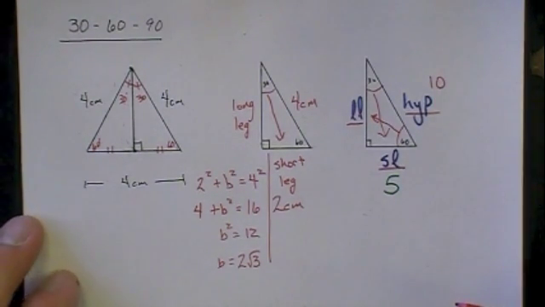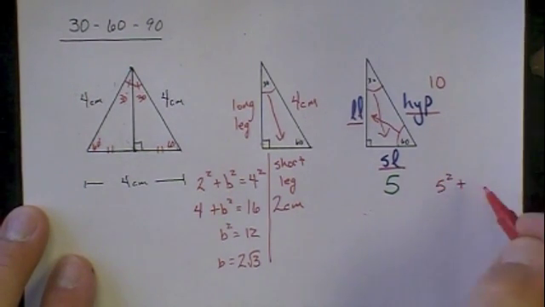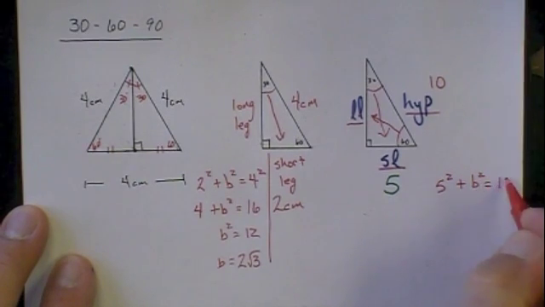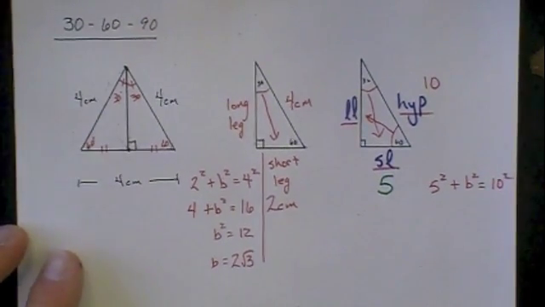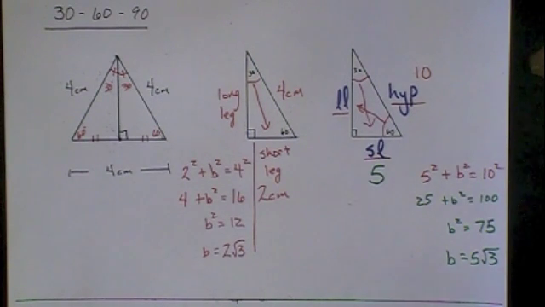Now we can use Pythagorean theorem to find the long leg. So we have 5 squared plus b squared equals 10 squared. And now we solve for b. So now we've solved for b. We see 25 plus b squared equals 100. B squared is equal to 75. When we take the square root of 75 to keep our answer in simple radical form, we have 25 times 3, which gives us 5 square root 3 for segment b.